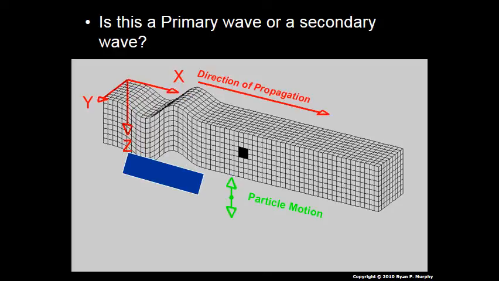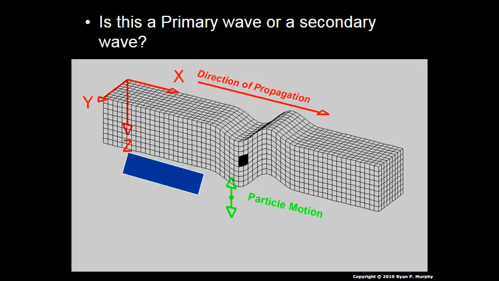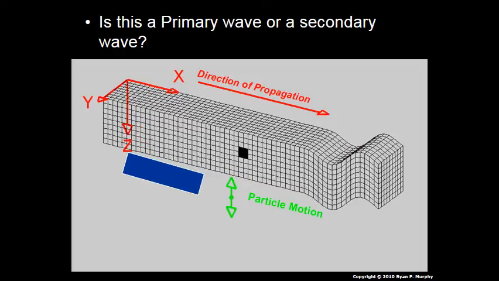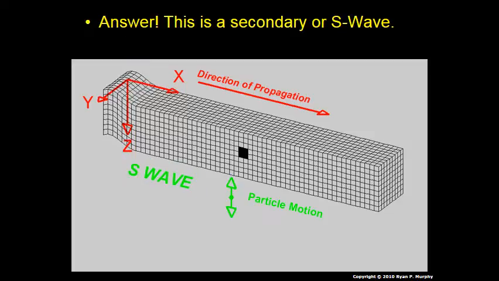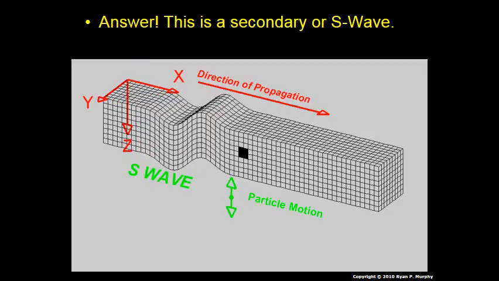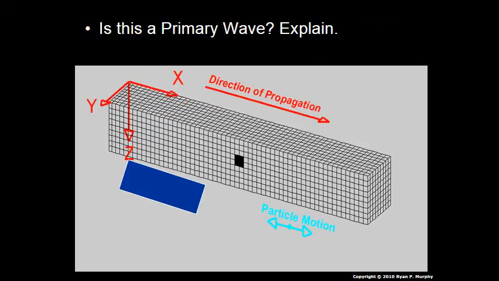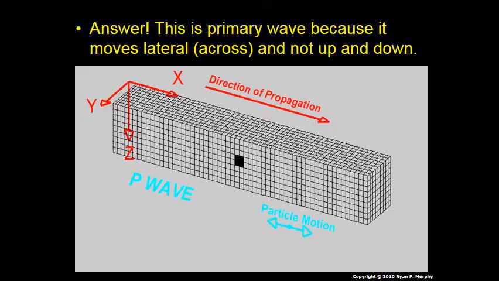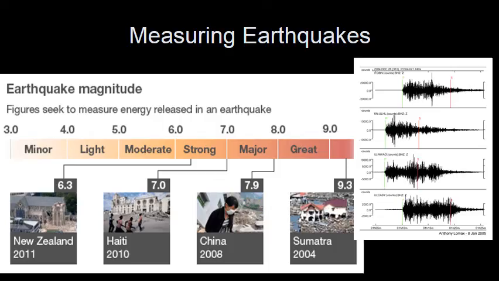So is this a primary wave or a secondary wave, a P wave or an S wave? Yeah, that's an S wave there because it's moving kind of in an up and down or side to side kind of way. Primary wave or secondary wave? That is a P wave, a primary wave. It is moving kind of back and forth.